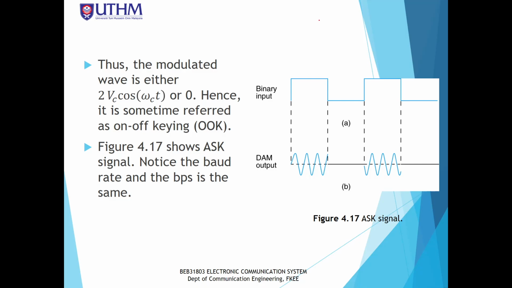Here we have the input logic 1, logic 0, logic 1, logic 0, and here is the output. We have 2 Vc cos(ωc t), and then 0, and so on. So it looks like on and off. Whenever we have input logic 1, it switches on. Whenever we have input logic 0, it switches off. So ASK is also known as OOK, meaning on-off keying.